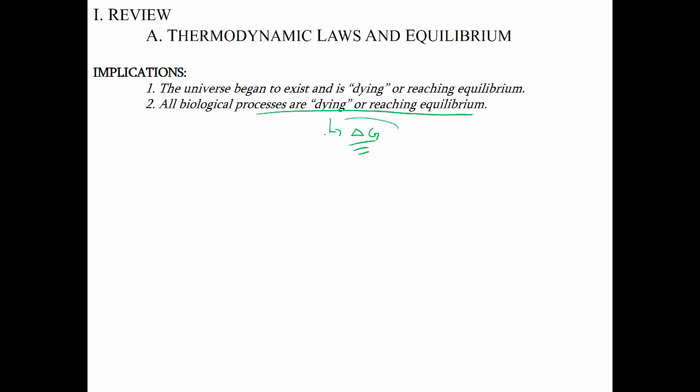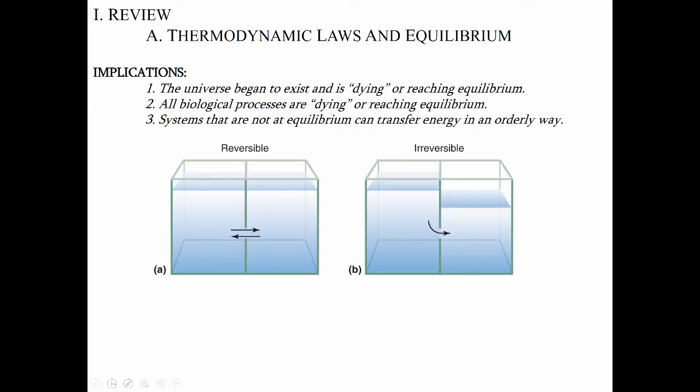And so we're going to look at this here in a little bit. Right now, let's take this one step further, and we'll think about this one final implication of this. Systems that are not at equilibrium can transfer energy in an orderly way. That, I think, follows from what we've talked about with the second law, that they're dying, but if they're in the process of dying, they're still working.